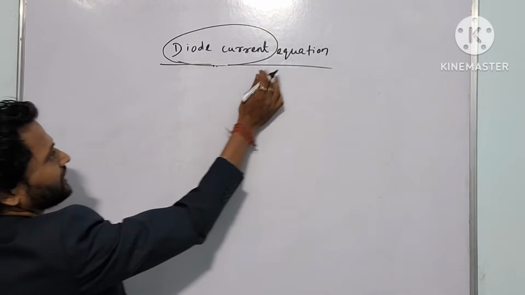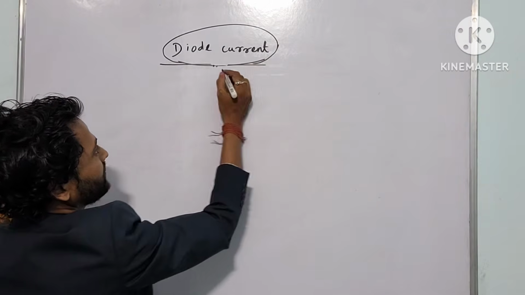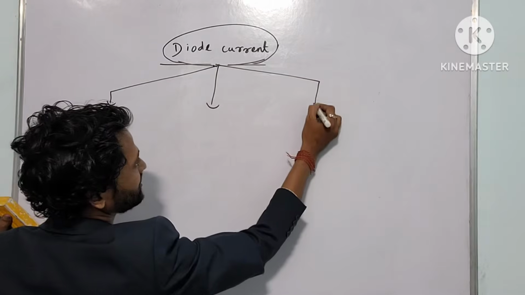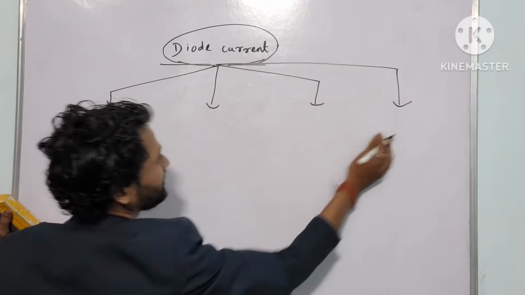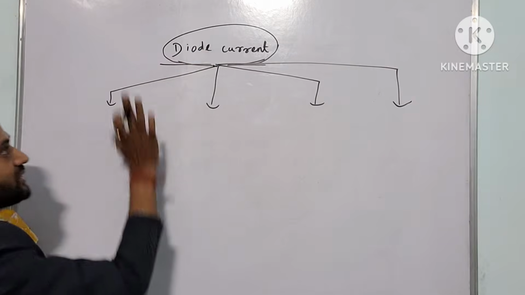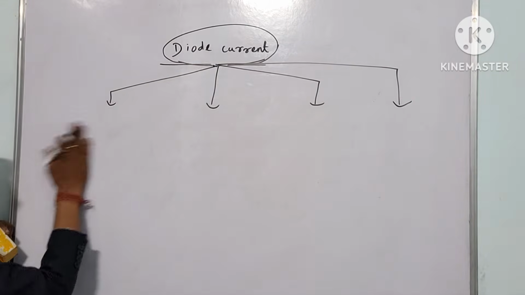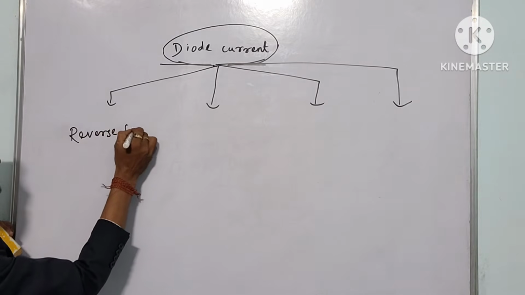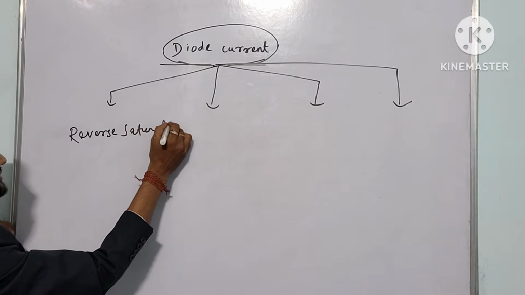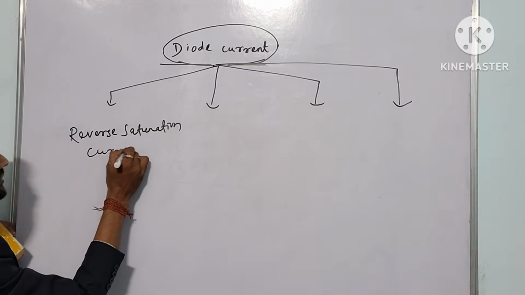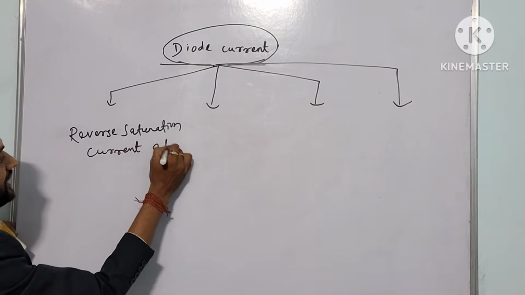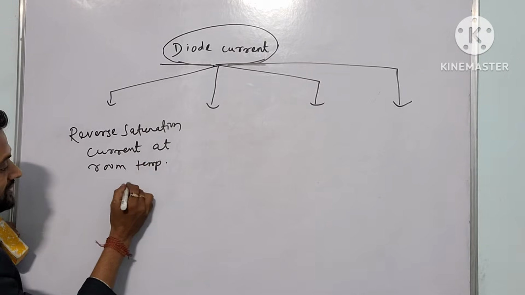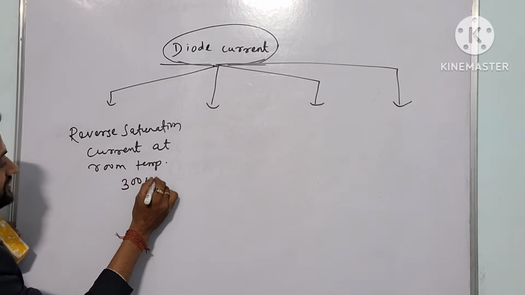Diode current depends on 4 factors. Remember, I am saying this as a shortcut. The diode current equation will come in terms of an exponential function. But first, to understand, the first factor is the reverse saturation current at room temperature. What is room temperature? 300 Kelvin.